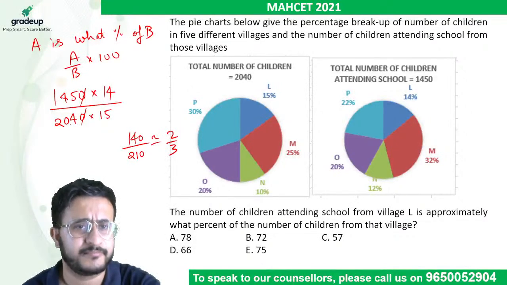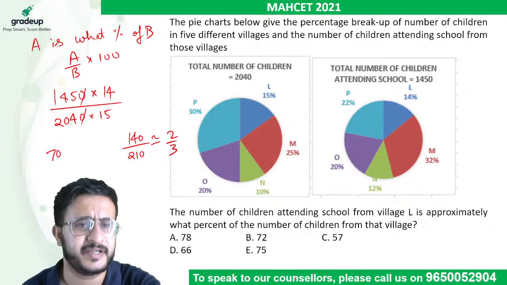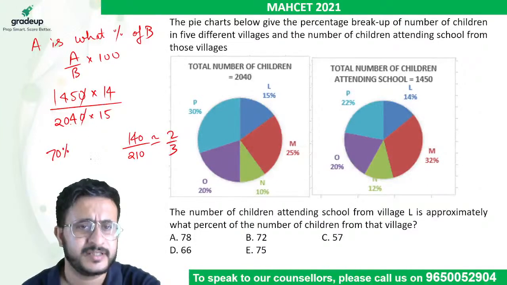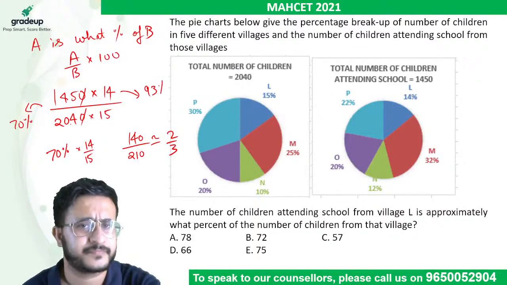You can call it, let us say, 70%. And this is 14 by 15. You can do some rough calculation; you have to approximate. What is 14 by 15? It is around 93%. This is approximately 70%, this is approximately 93%. 70% into 93, what will you get?